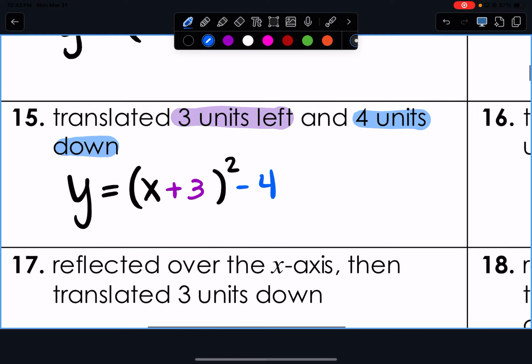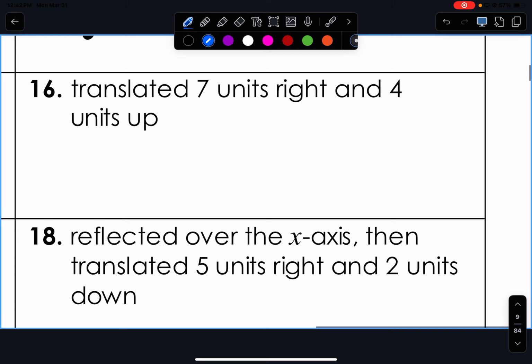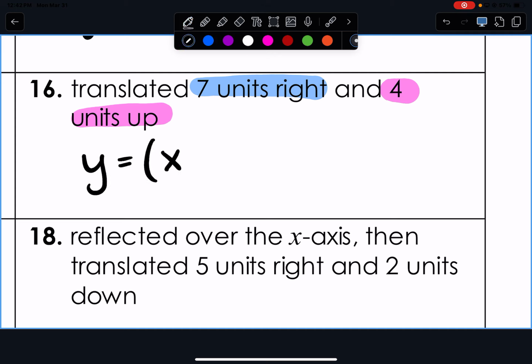For number 16, what are the transformations happening? And 4 up. So we have one inside and outside. So we do y is equal to x. What needs to go inside? Outside?